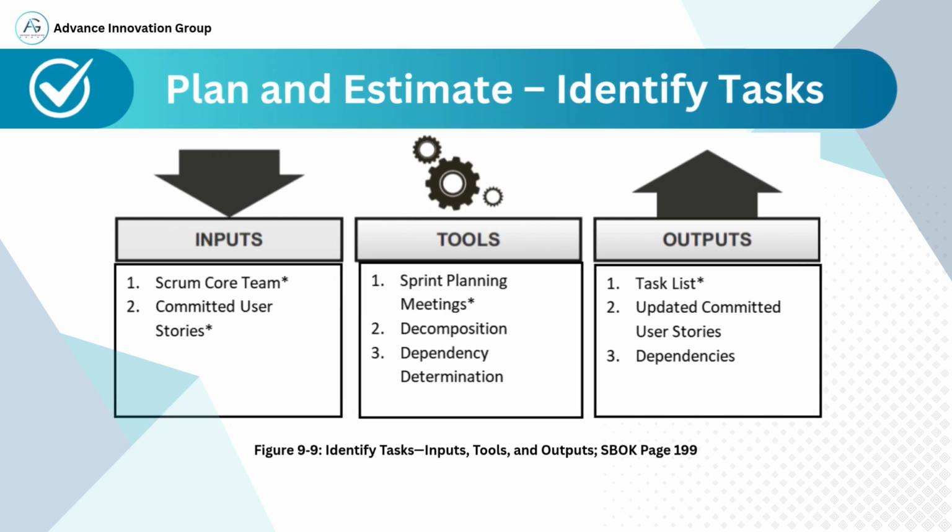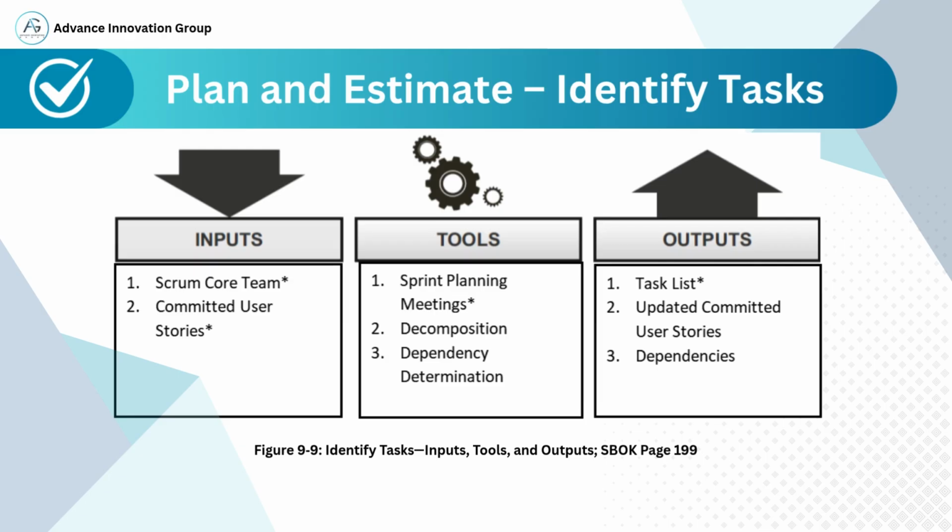This slide highlights the process of identifying tasks, which is a crucial part of the sprint planning phase. Once the Scrum team has committed to a set of user stories, the next logical step is to break down those stories into manageable, actionable tasks. These tasks will guide the daily work of the team during the sprint.